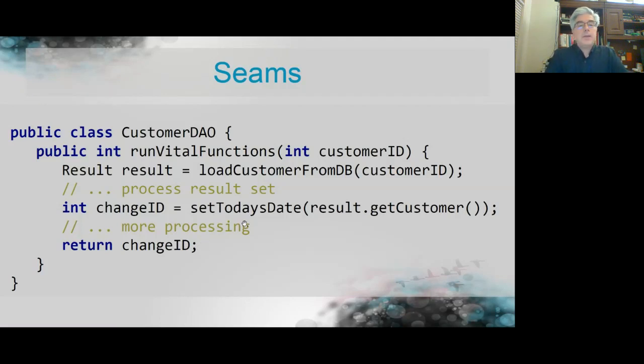We do some more processing, and then we return that change ID. So our problem here is that this load customer from the database is a database call, and if I'm trying to write a unit test, my customer ID may or may not be there, my database may or may not be there, and I'm going to have problems with my unit test running very, very quickly. We generally want our unit tests to run in microseconds, milliseconds. If they run as quickly as possible, then we will run them more often, and we'll be able to follow a test-driven development method.